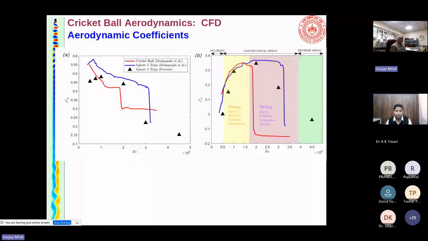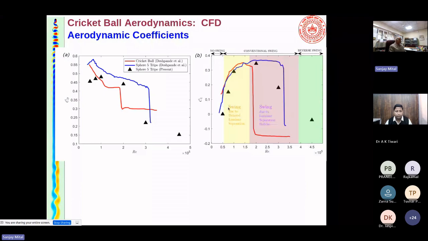Okay, the CFD actually told us a little more than the experiments, and I want to highlight that. Please look at this second picture on the right. That's the swing coefficient versus Reynolds number. The solid lines are the cricket ball. You can see the cricket ball in the red line, and the sphere with 5 trips is from the experiments for the smooth sphere with 5 trips. And the CFD data is in triangles. So we get very good agreement.